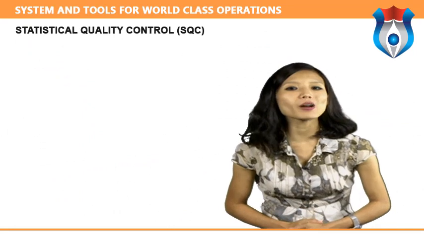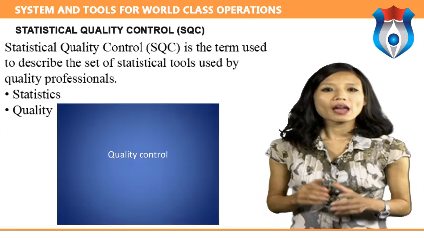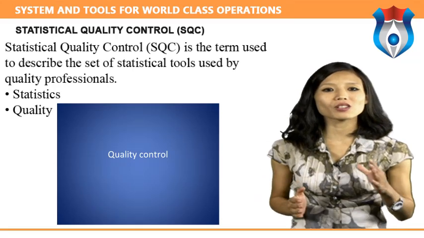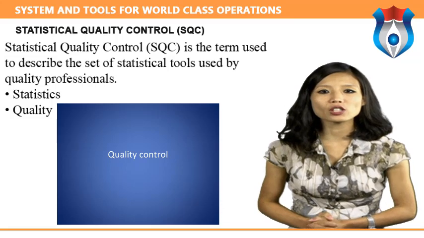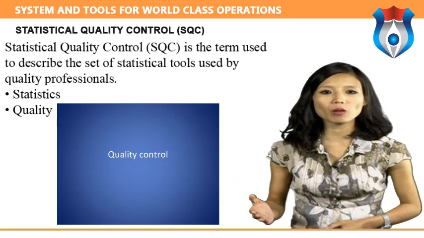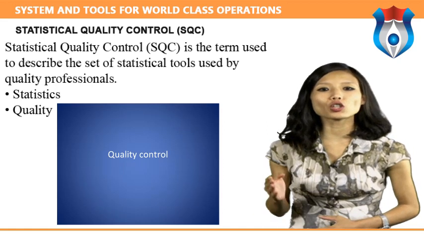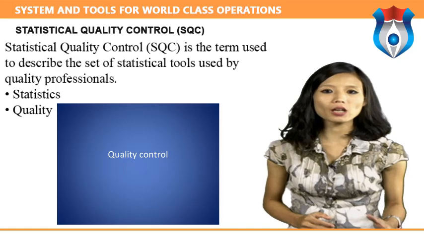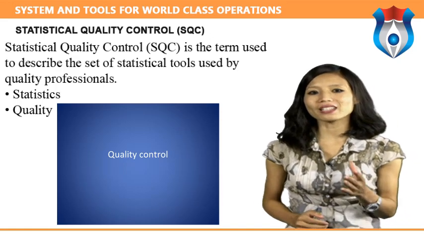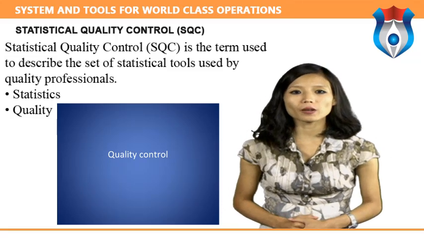Let us now study statistical quality control, SQC. SQC is a term used to describe the set of statistical tools used by quality professionals. SQC is used to analyze quality problems and solve them. Statistic means a good amount of data to obtain reliable results. Quality is a relative term and is generally explained with reference to the end use of the product.